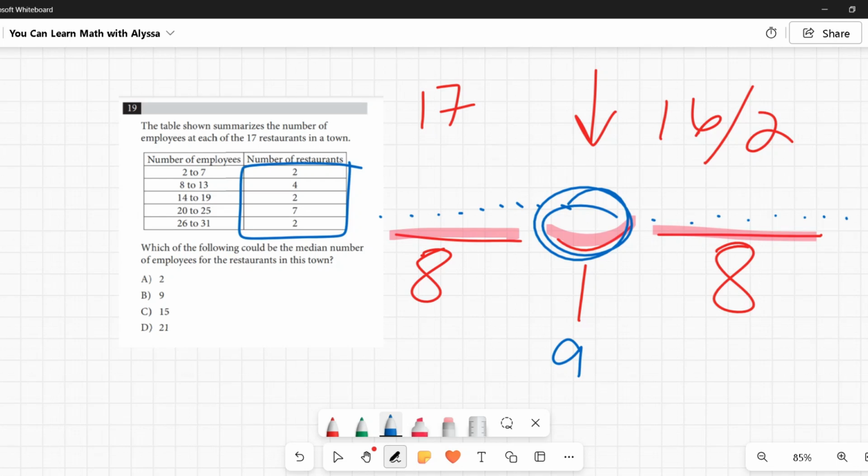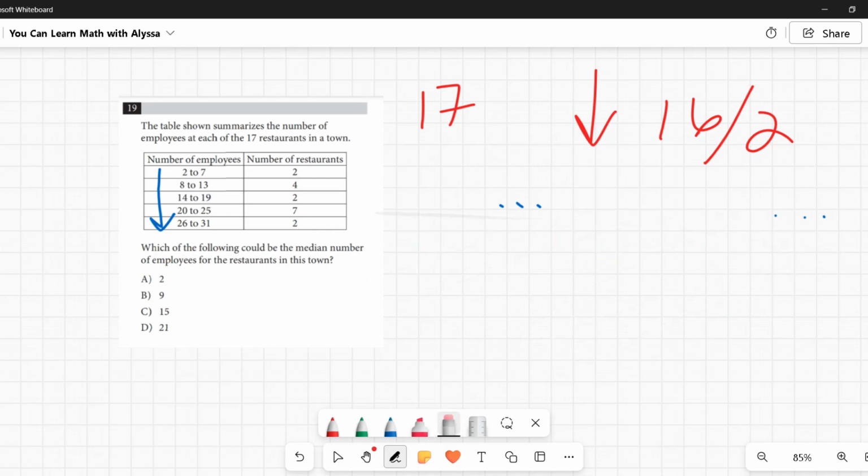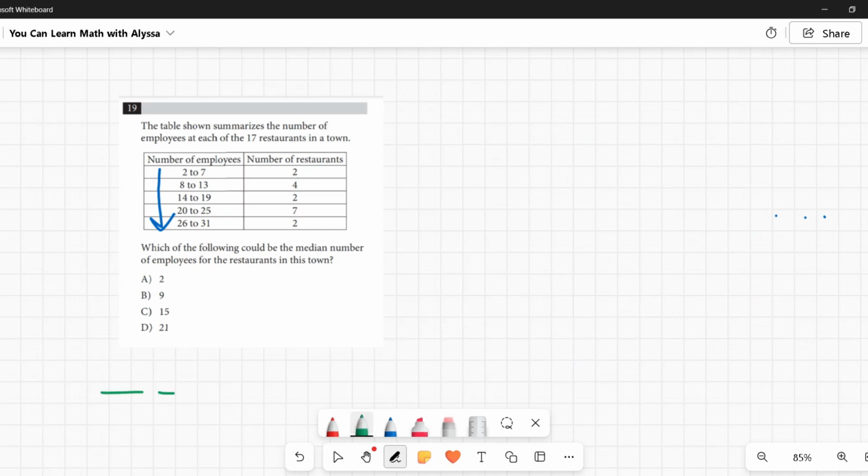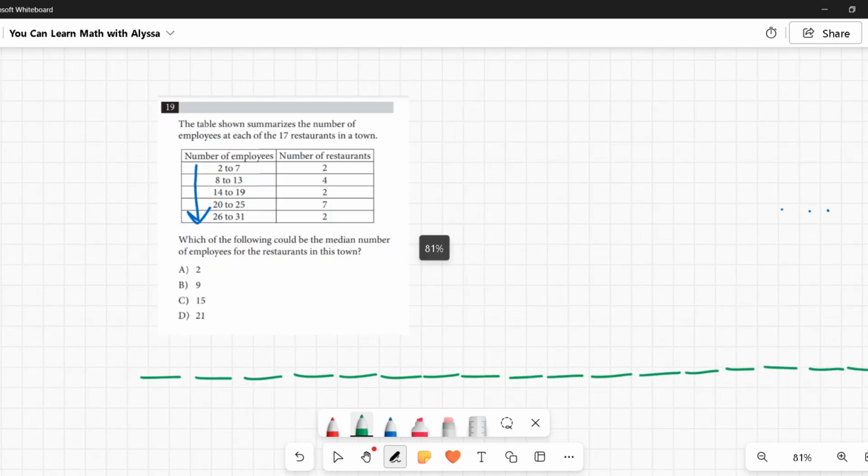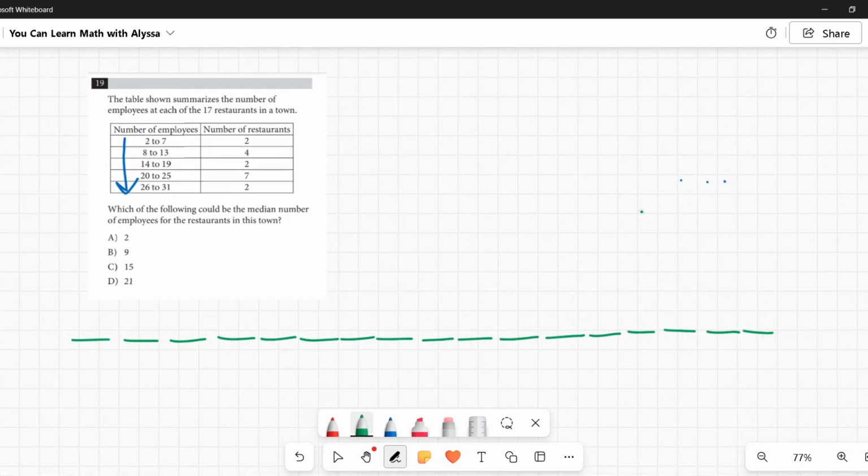Where in this list of restaurants would the 9th one be? Because we're starting here and we're going forward, because we'd be writing the number of employees. So let's say I'm just going to do the spaces like 1, 2, 3, 4, 5, 6, 7, 8, 9, 10, 11, 12, 13, 14, 15, 16, 17. Okay? And let's see, we got 1, 2, 3, 4, 5, 6, 7, 8, 9. This is the one we want.